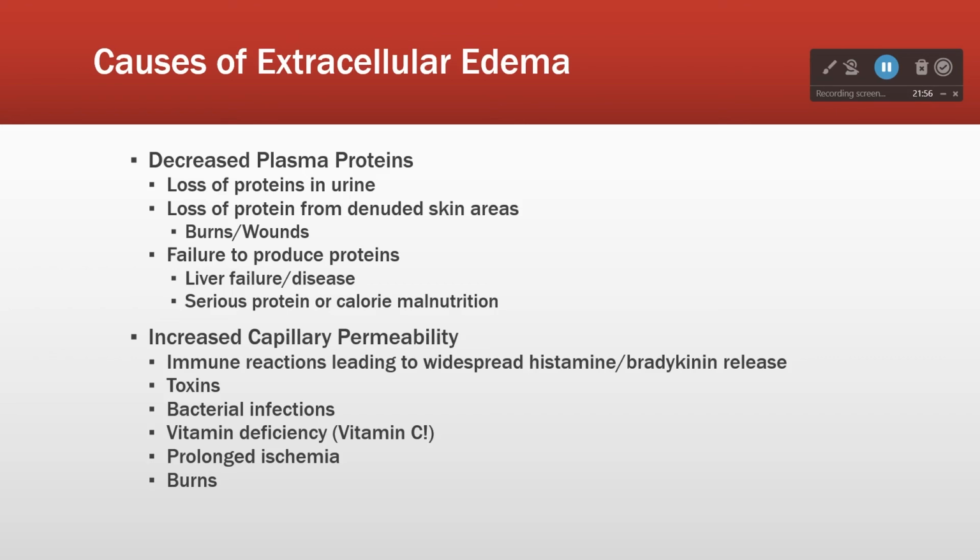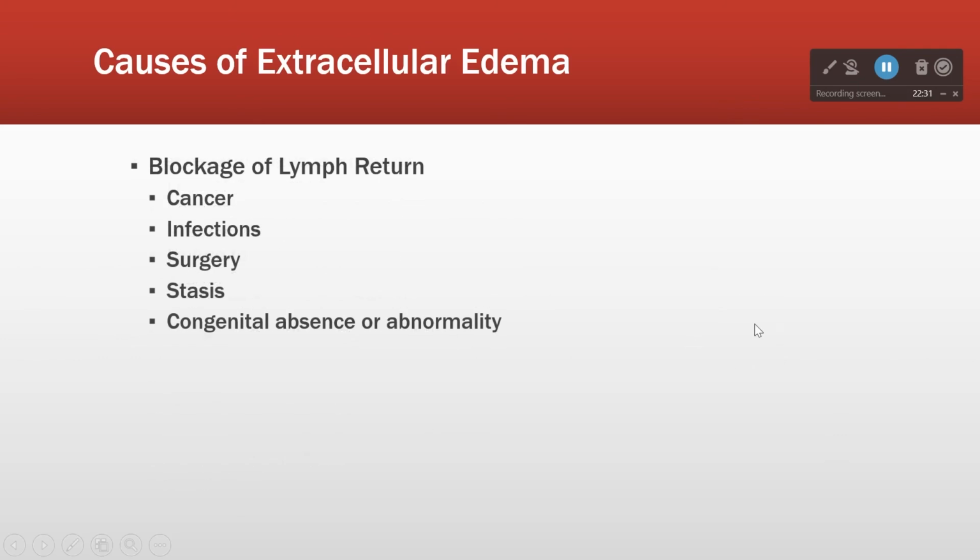Toxins can increase capillary permeability, particularly certain bacterial toxins. We call them endotoxins. The gram-negatives are very good at this. Bacterial infections for that reason. Vitamin deficiency like vitamin C increases capillary permeability. Prolonged ischemia, and then burns again. Burns play havoc with our fluid management system because without the skin, there's no container to hold fluid, protein, and electrolytes in. So all of those can result in edema.